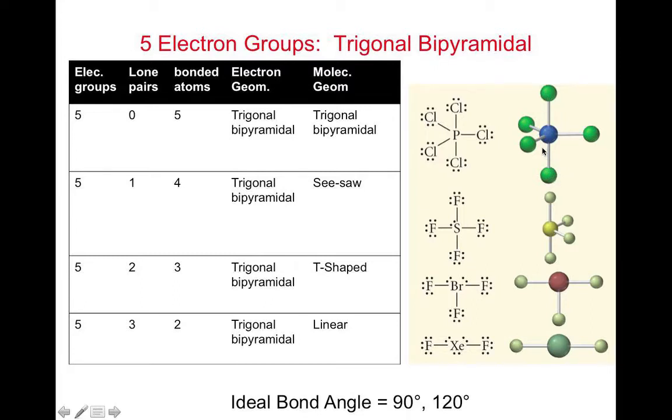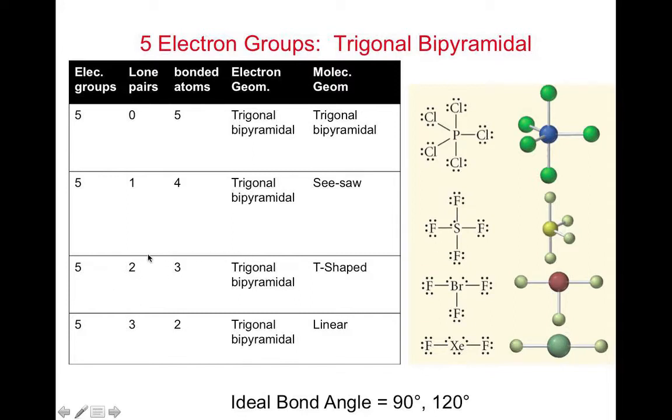The lone pairs always replace the atoms in the equatorial plane. So when I go to one lone pair, as in the case of SF4, we can see that the lone pair replaces this equatorial atom. And we call this molecular geometry seesaw. And to imagine that, if we rotated this guy 90 degrees, you can see that that looks like the children's toy, a seesaw, hence the name.